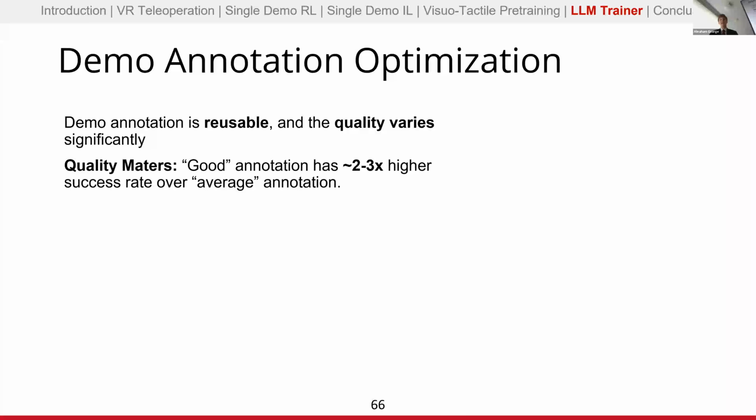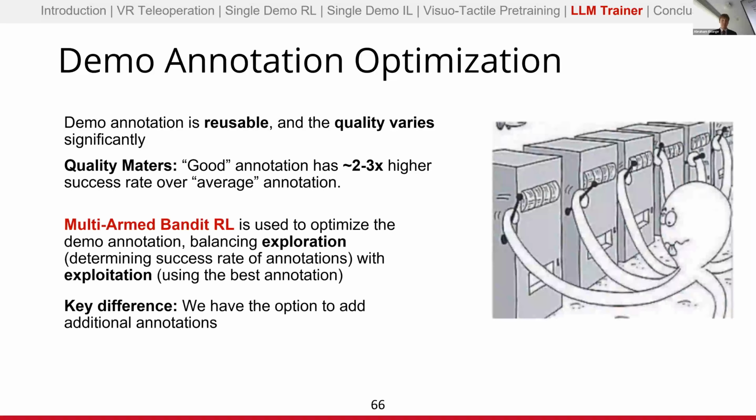So, demo annotation optimization. Once again, because it's reusable, we can generate multiple of them and pick a good one for inference, which is important because the quality of this annotation varies significantly and the quality matters. With a good annotation, having 2 to 3 times the success rate of your average annotation.